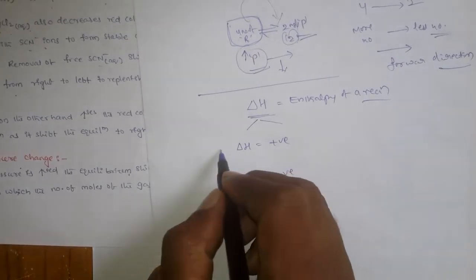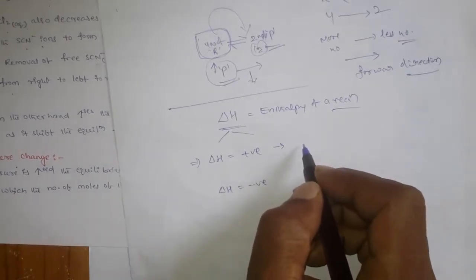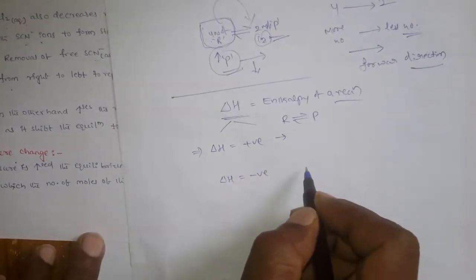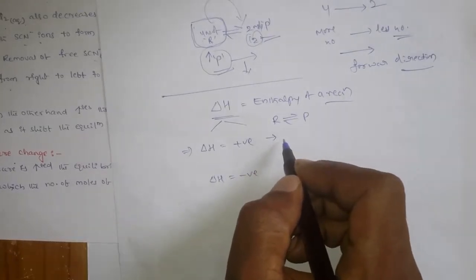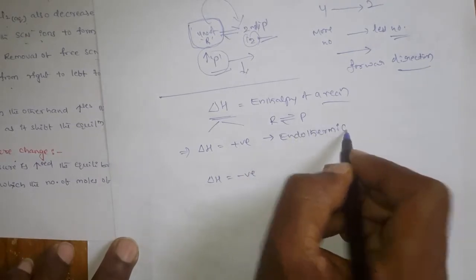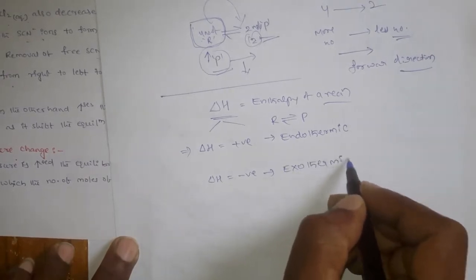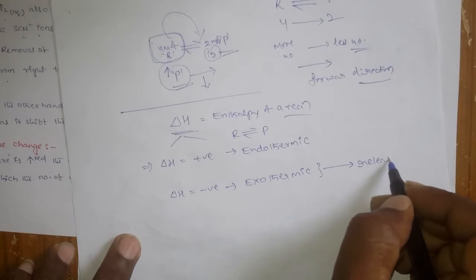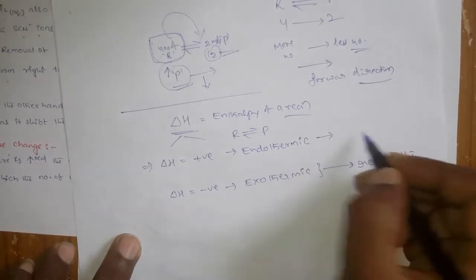So what do those signs indicate? If the delta H is positive for a reaction, that means this reaction requires heat, or simply you can say that it is endothermic. And you know that the other is exothermic. Exothermic means during the reaction it releases the heat, but in the endothermic it requires heat.